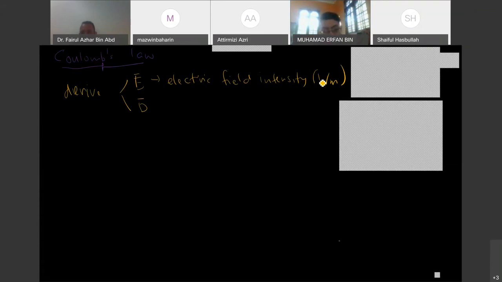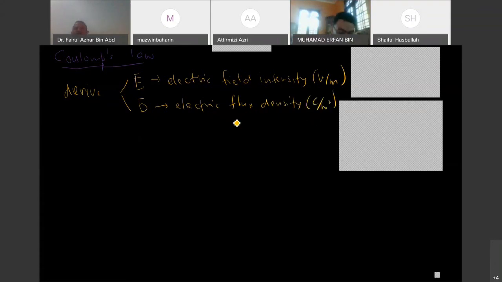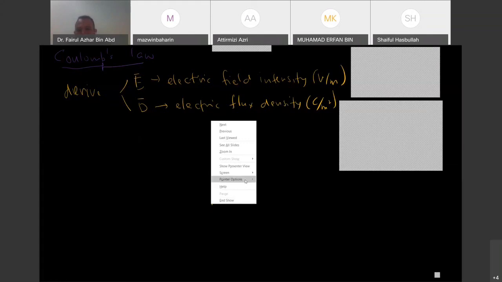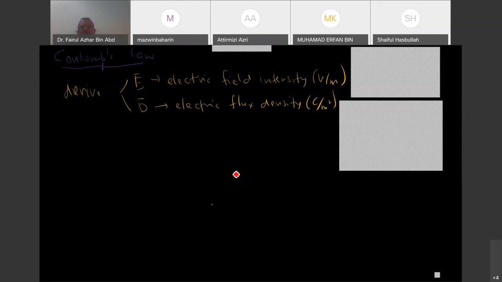And then D represents electric flux density. Okay, so the unit of it is Coulomb per meter squared. Alright, so you need to differentiate the electric flux density and the surface charge density, because they carry the same unit, but those values actually represent different physical quantities.